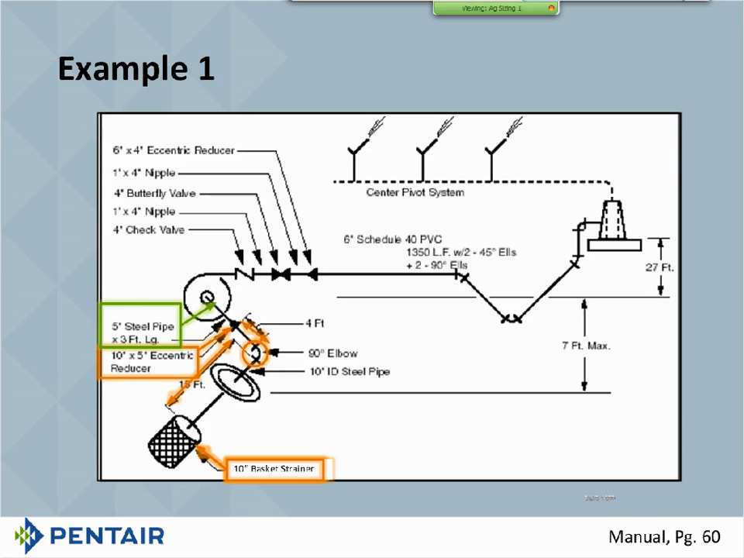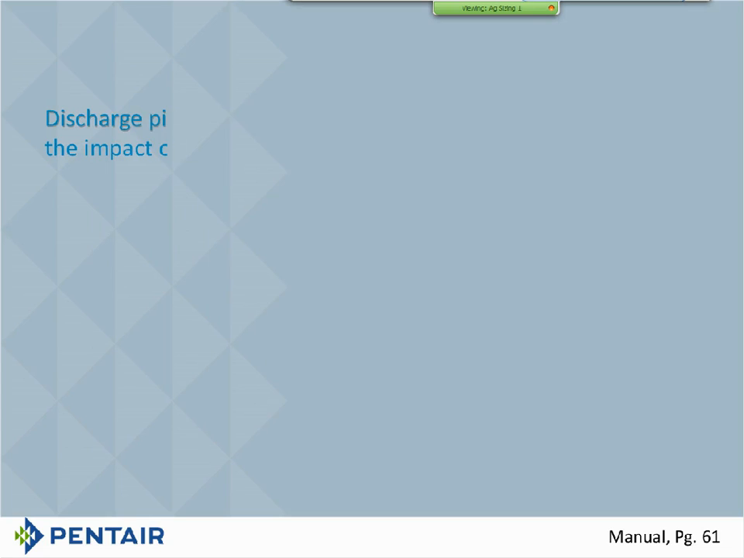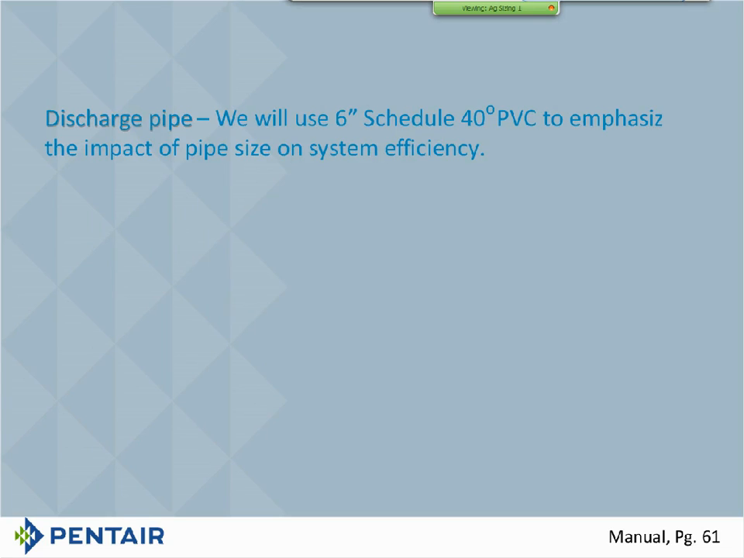Our other thing that we need to concern ourselves with on the suction side is the 5-inch steel pipe, which is 3 feet long. All right, so let's take a look here now. On the discharge side, we're going to start out using 6-inch Schedule 40 PVC to emphasize the impact of pipe sizing on the system efficiency.